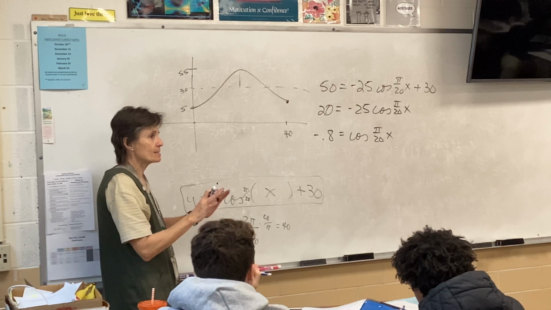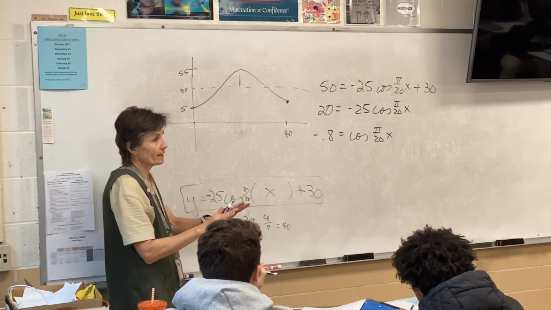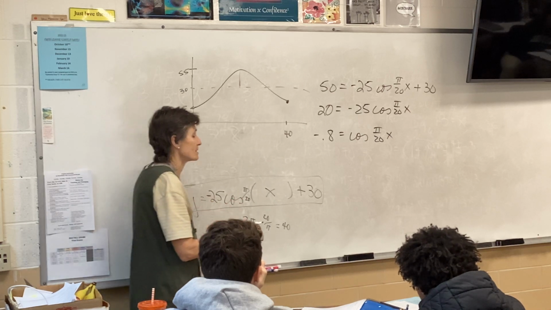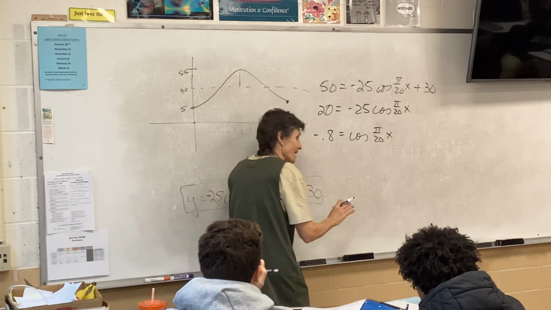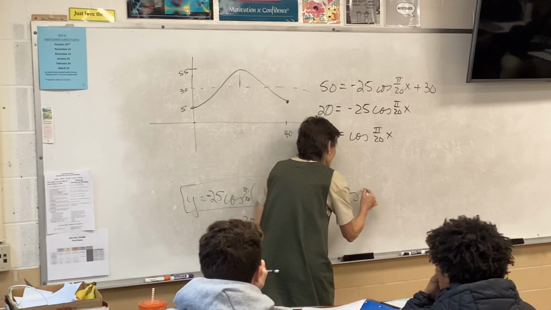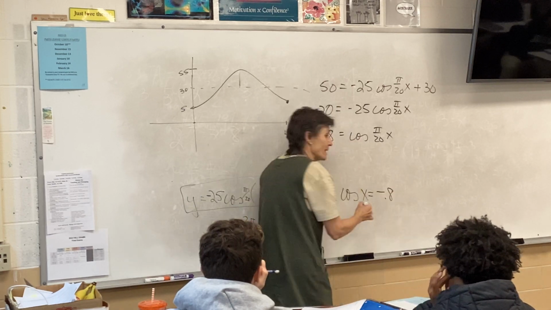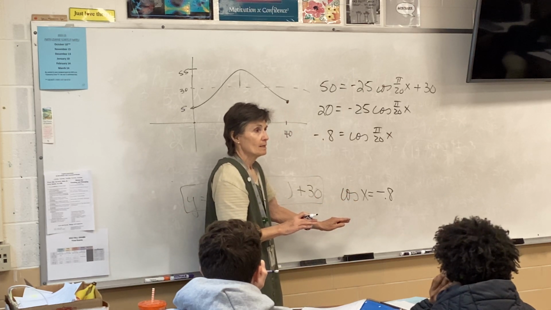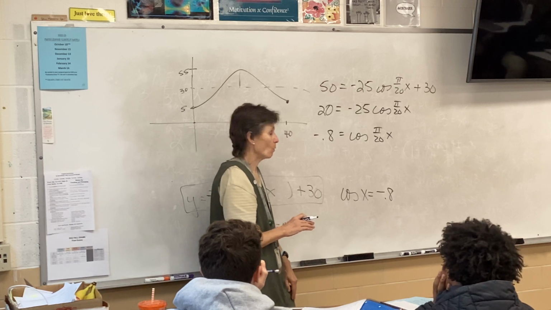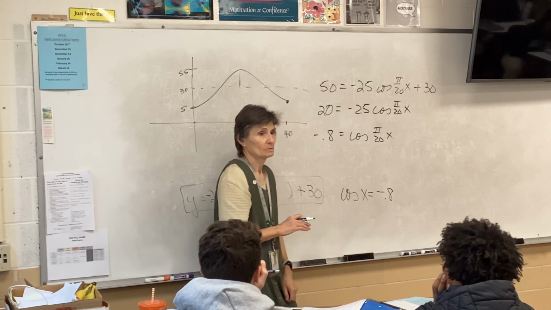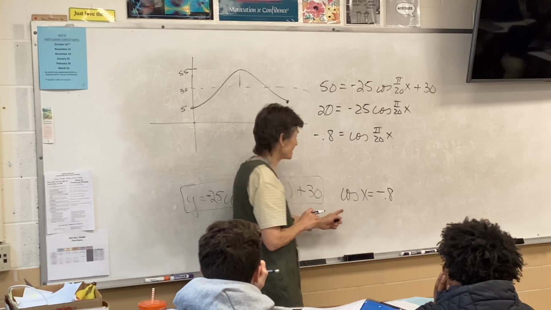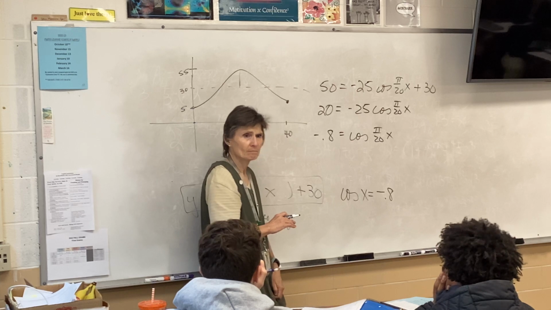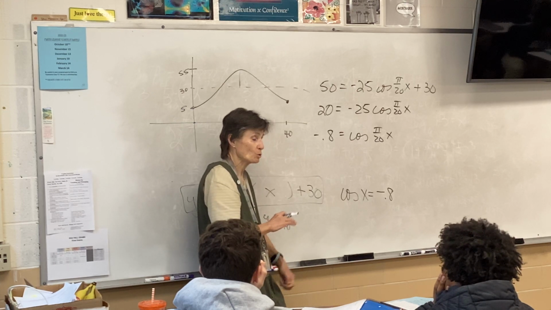Now let's not be frightened. Do not be afraid of this equation. You can do this. Suppose it said cosine x equals negative 0.8. Just suppose that's what it said. Tell me what you know about that angle. If the cosine is something negative, where does that angle have to be? In which quadrants?